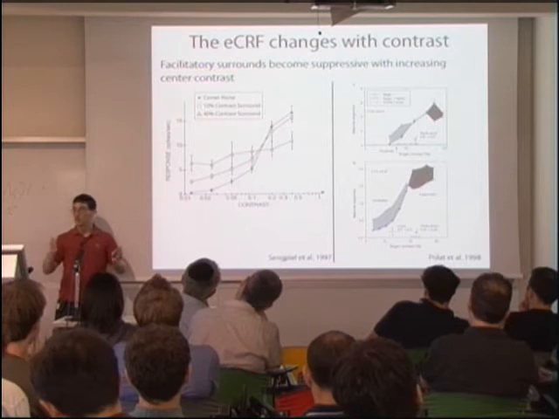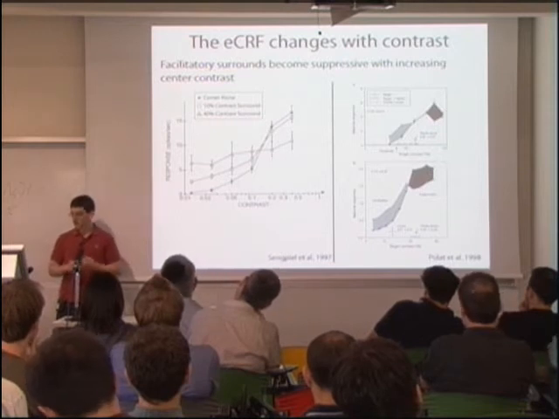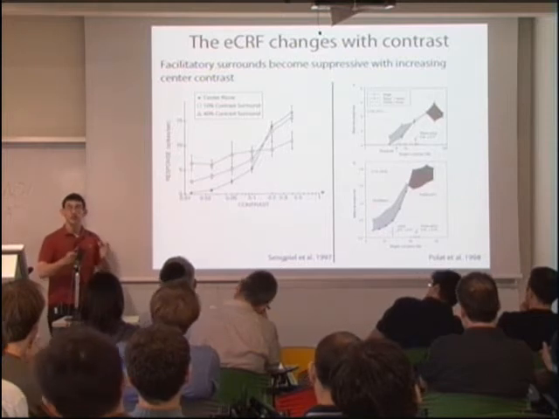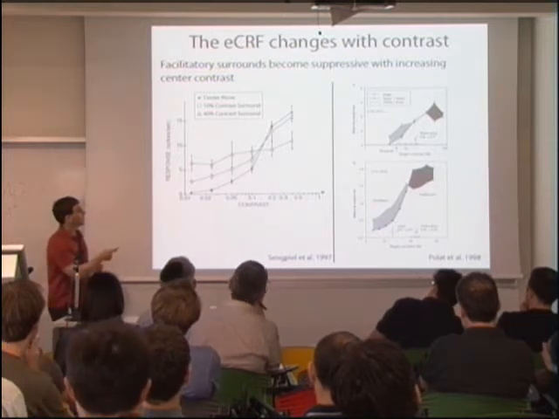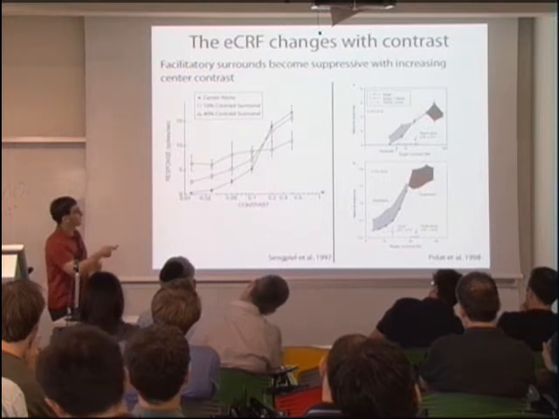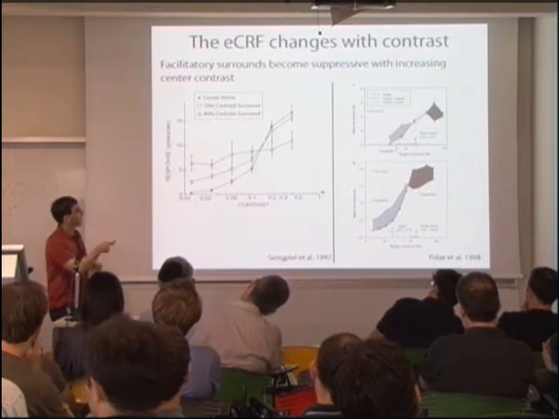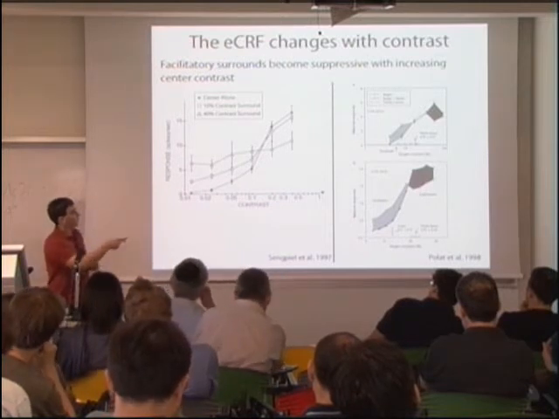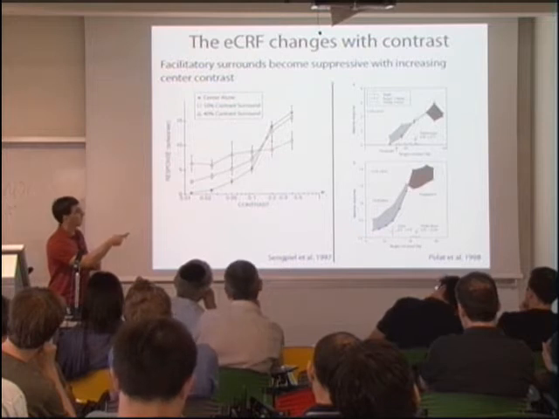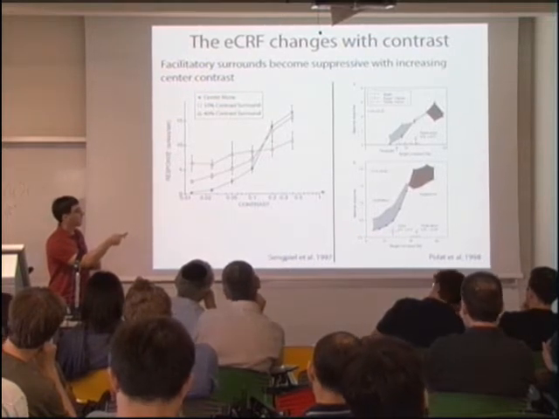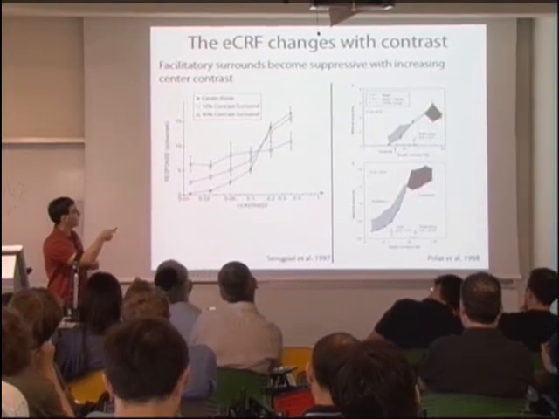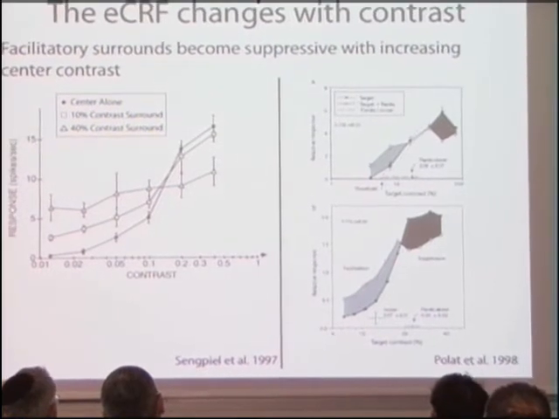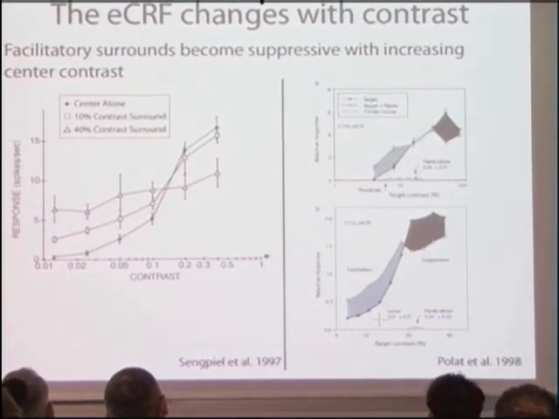Another major thing that people have looked at is the idea that surround stimuli that are suppressive at high contrast can actually be facilitating at low contrast. You can see that here. If you've just got a center stimulus alone, this filled circle here, as you move from low to high contrast, you get a nice sigmoid contrast response function. You add a high contrast surround stimulus, and you suppress when the center is at high contrast, but you facilitate when the center is at low contrast. And this is another figure from another author, from a paper that came out around the same time, showing basically the same effect.